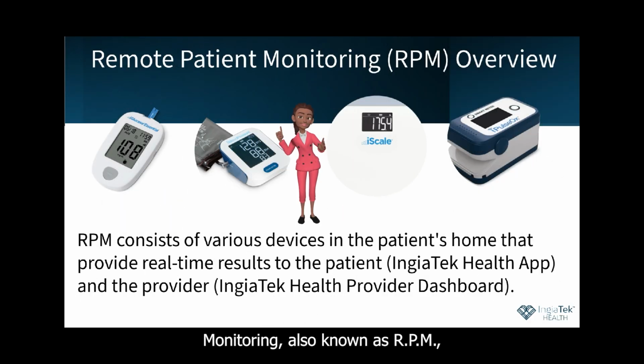Remote patient monitoring, also known as RPM, consists of various devices in a patient's home that provide real-time results to the patient using the IngiaTek Health app and to the provider using the IngiaTek Health Provider Dashboard. These devices currently are a glucose monitor, a blood pressure cuff, a scale, and a pulse ox.